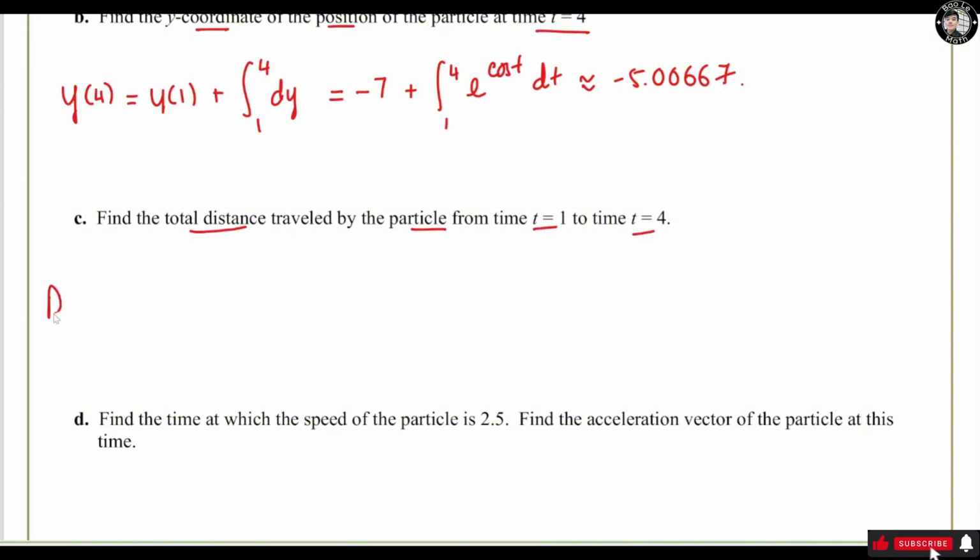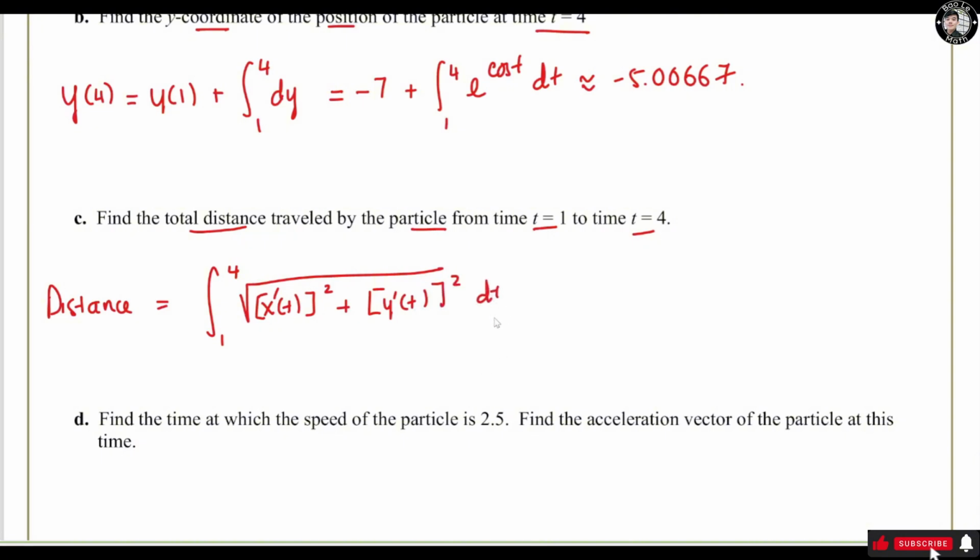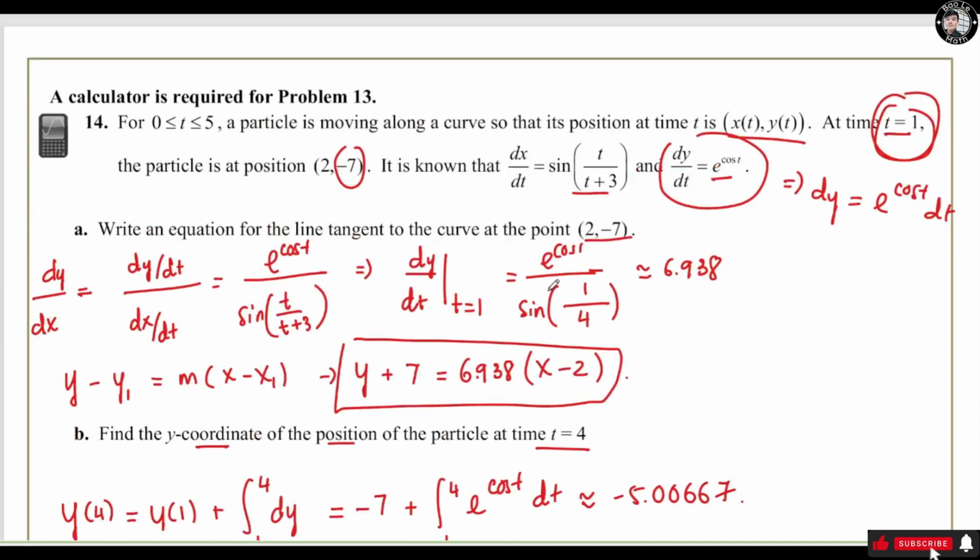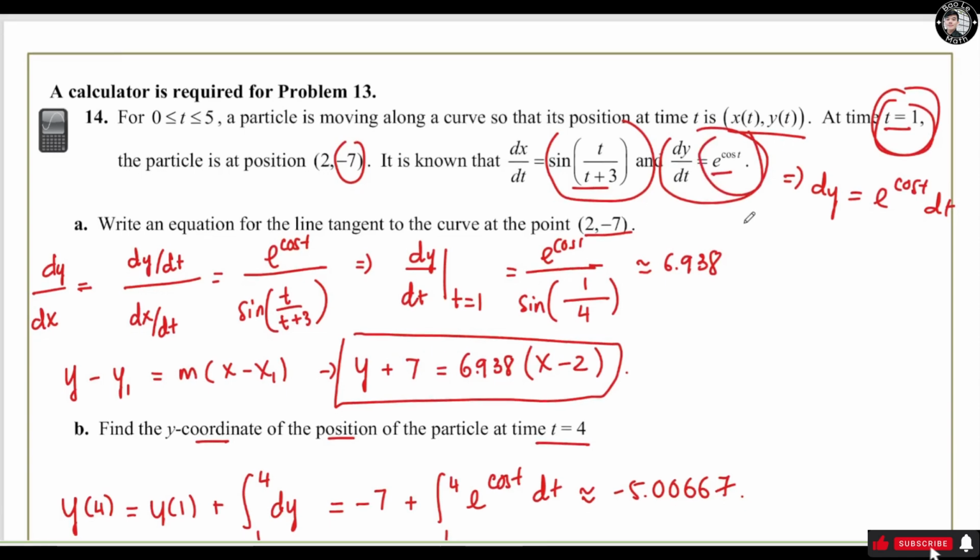Question C. Find the total distance traveled by the particle from t equals 1 to t equals 4, right? So we have distance equals the integral from 1 to 4 of the square root of x prime of t squared plus y prime of t squared dt, right? Now we substitute values, so we have the integral from 1 to 4. x prime of t is right here, and y prime of t is going to be right here, right?